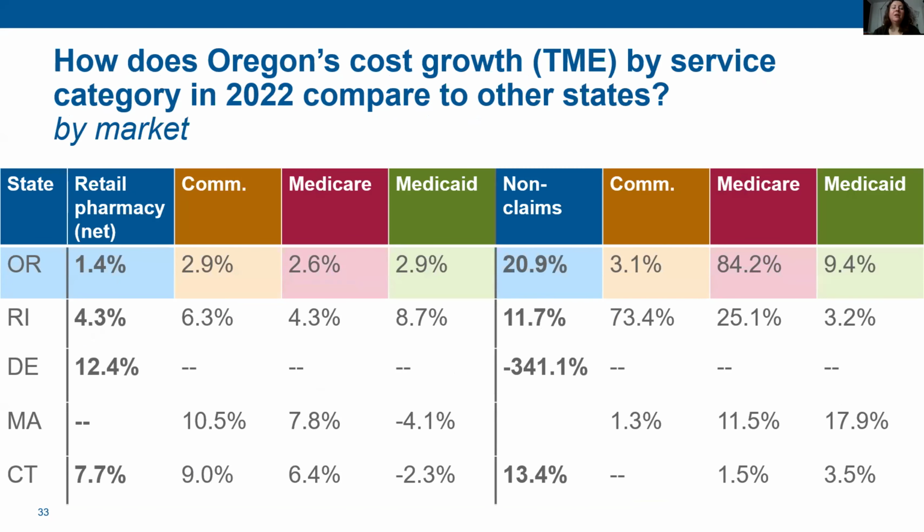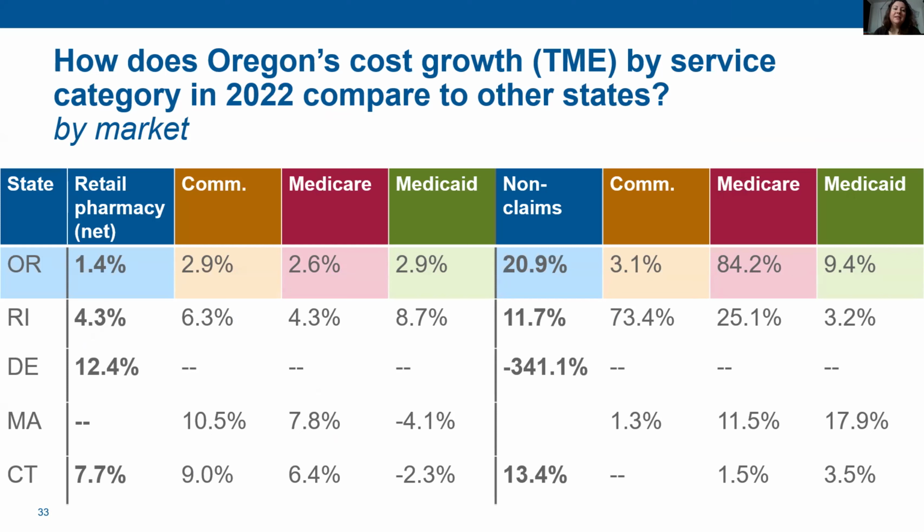So again, now we can look at how the retail pharmacy and the non-claim spending changed by market and what our comparison to those other states looked like by market. I've also added in Massachusetts to the slide, who didn't report statewide, but reported this data by market, so we could add them in as a comparison. So you can see our retail pharmacy appears to be lower than the other states for commercial and Medicare. We're a little higher on Medicaid. Massachusetts and Connecticut both saw negative retail pharmacy in their Medicaid markets.